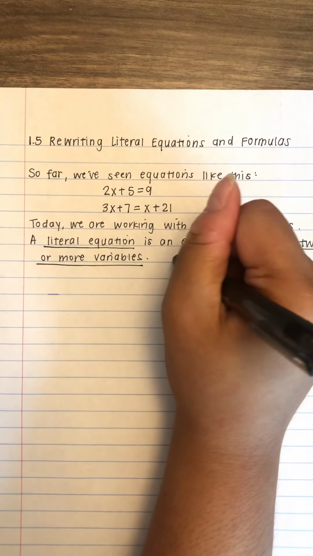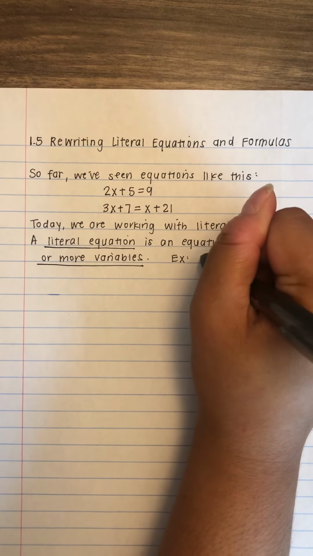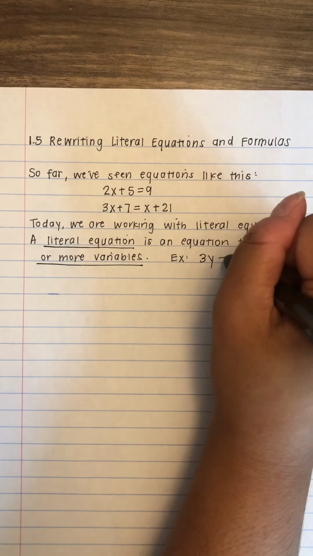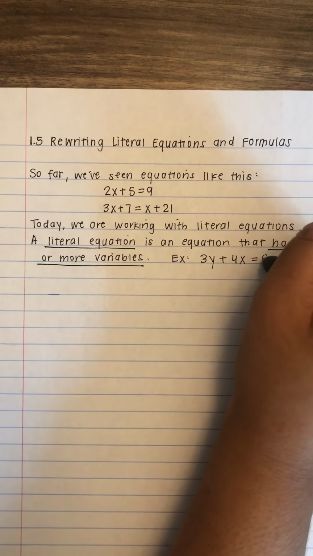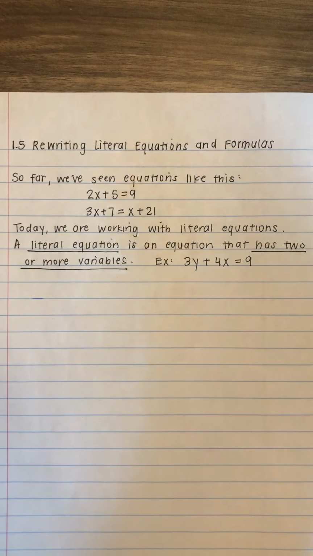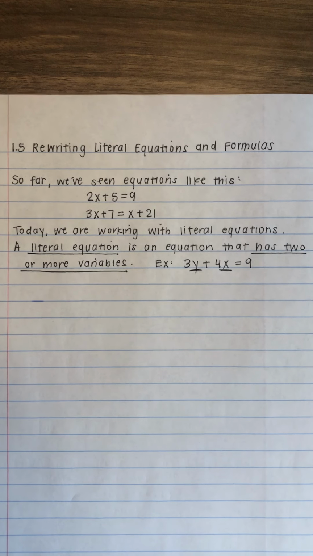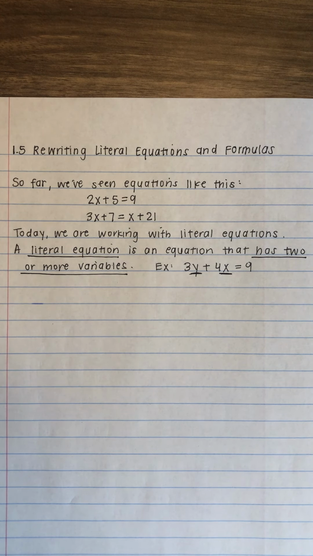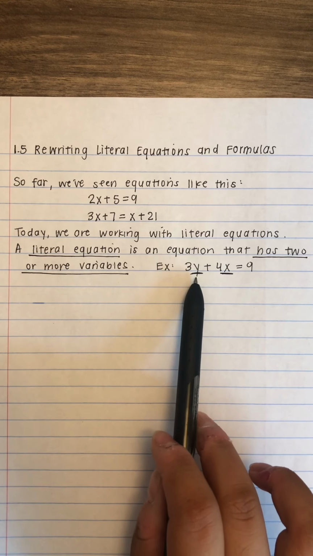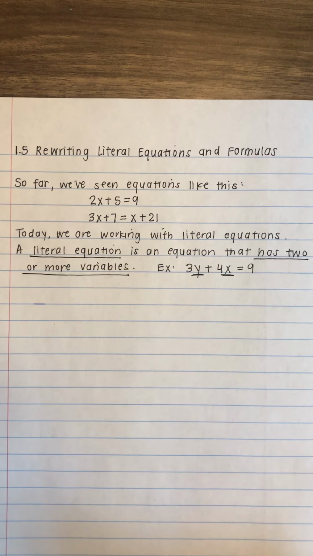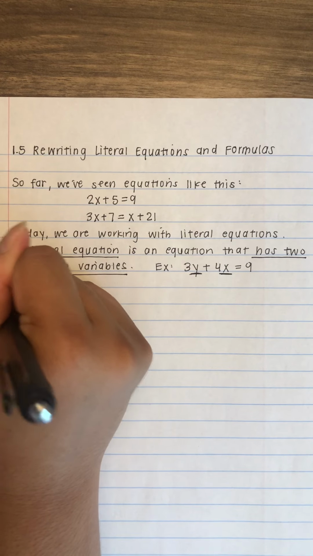An example of what that looks like is maybe 3y plus 4x equals 9. So see here we have a y and an x in one equation. Today we are going to be learning how to rewrite these equations and solving for equations, meaning we want to isolate one of these variables on one side by itself and everything else and the other variables on the other side. So let's look at our first example to see what that looks like and how to do so.